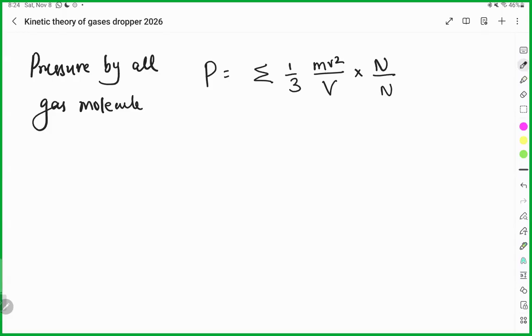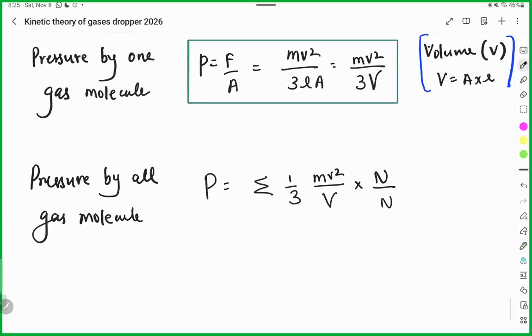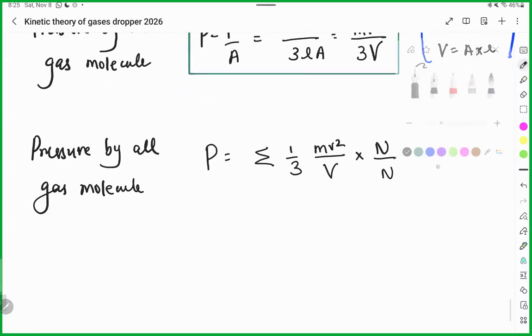Okay, sir. Yeah. So guys, we did this: pressure is equal to the addition of all the molecules' pressure, the pressure for one molecule. When you have summation, this Greek sigma, it means for all the molecules, right? And then I multiplied and divided by N. It doesn't make any difference. What is N? Number of molecules. N is the total number of molecules of gas.